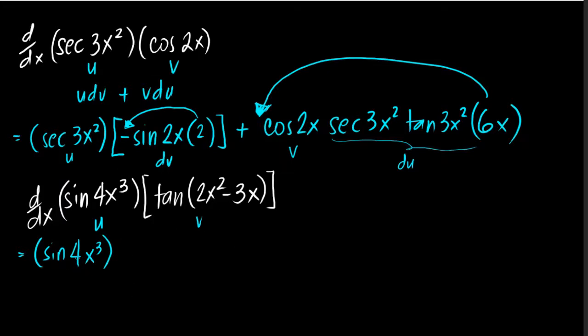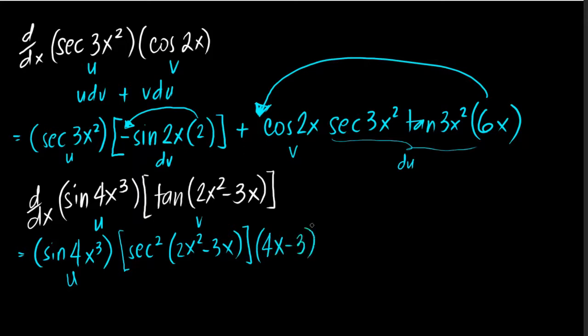I'm straining my voice from talking. So, you have here u. So, I just copy u and then derive v. Now, the derivative of tangent is secant squared. So, secant squared u. Okay. Since I'm going to put a parenthesis, I'll use a bracket. So, the derivative of tangent is secant squared u du. So, the derivative of u is 4x minus 3.